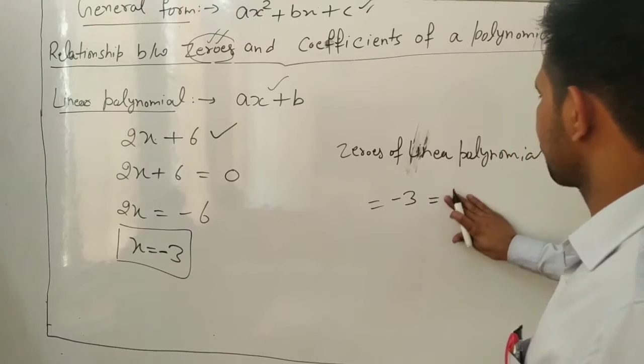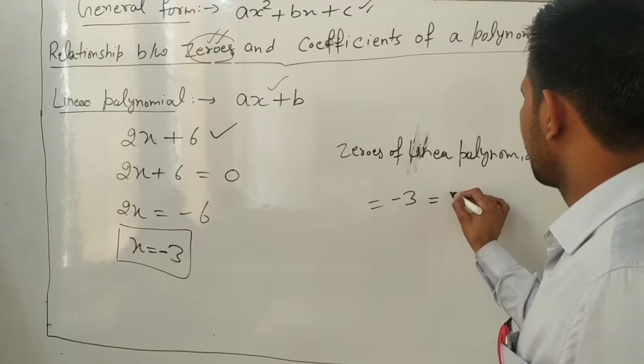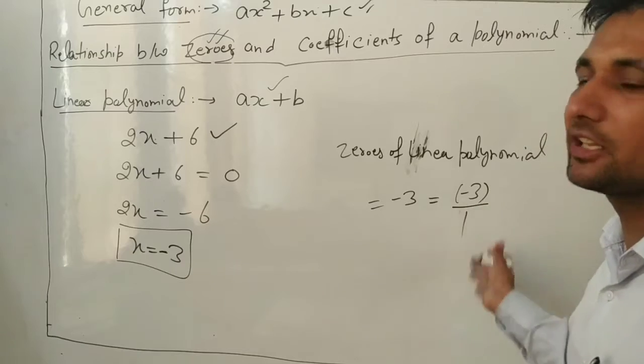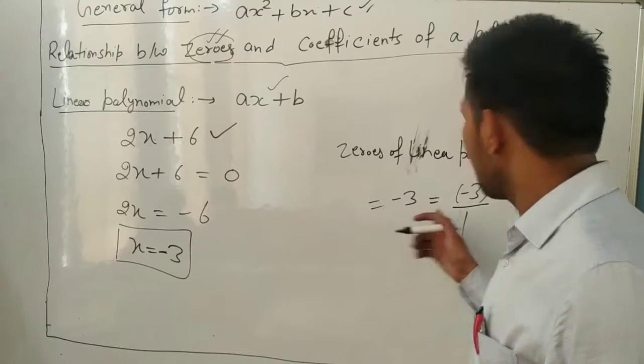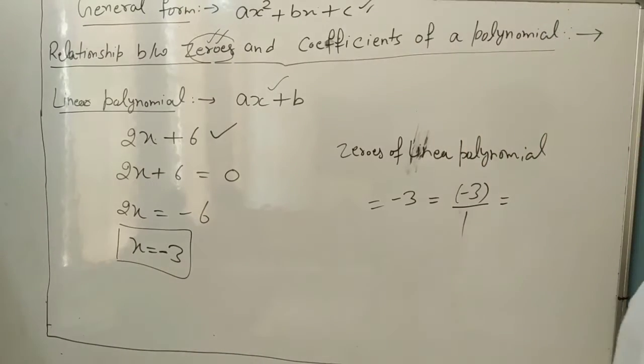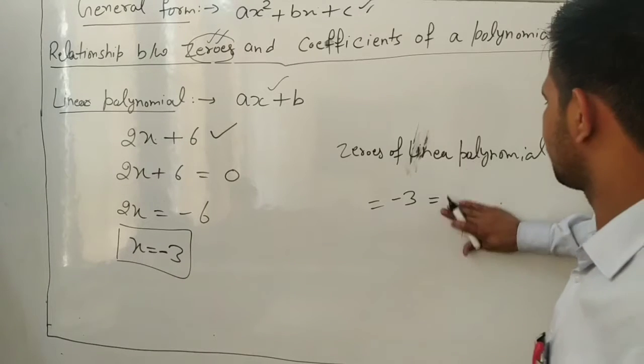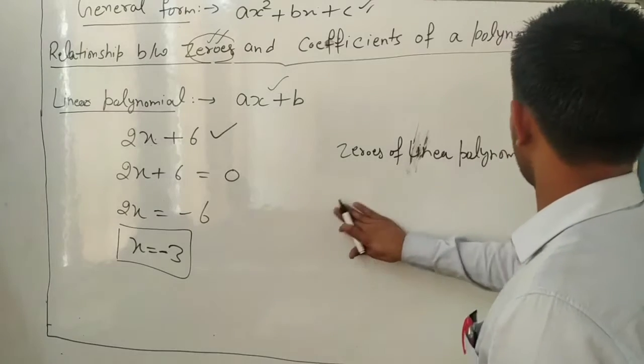Can you write minus 3? Can you write minus 3 divided by 1? Minus 3 divided by 1, again minus 3. And look at now, minus 3. Okay, look at one time.